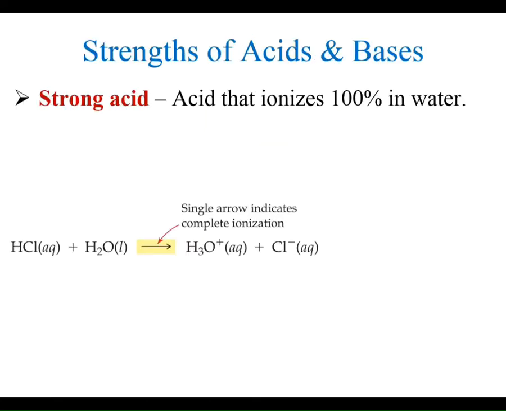Okay, well, we mentioned this before. Strong electrolytes and weak electrolytes. Acids and bases fall in these same categories, where strong means all of it breaks up 100%, none of it stays together. Weak means a little bit of it breaks up, but most of it stays together. So a strong acid is an acid that ionizes 100%, all of it breaks up. So HCl is a strong acid. When you put it into water, none of it stays as HCl. All of it goes to chloride and hydronium. All of it.